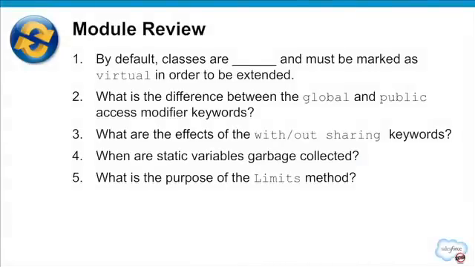By default, all classes are blank and must be marked with virtual in order to be extended. Final, very good. What is the difference between the global and the public access modifier keywords? Let me phrase it this way. What are the 5 use cases for global?